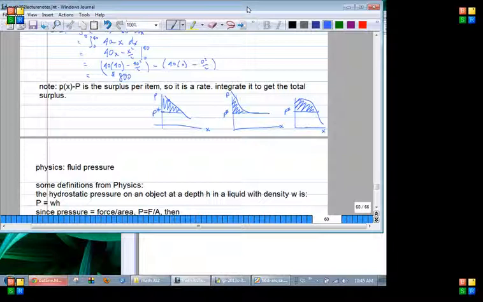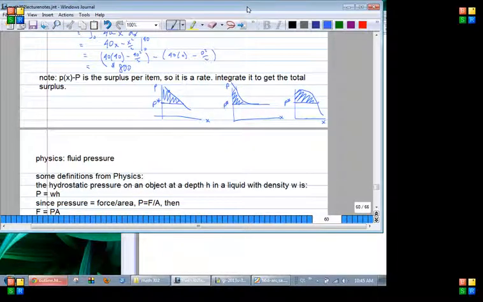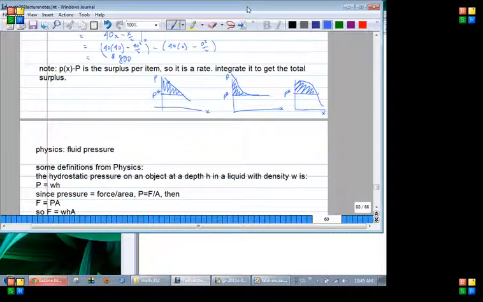So pressure is defined to be force divided by area. So it's force per area. So P equals F divided by A. So now we can note that force equals pressure times area, but we know what pressure is. So force equals WHA: density times the H, I'm using H from height, but really I'm thinking of it as the depth, and A is area.